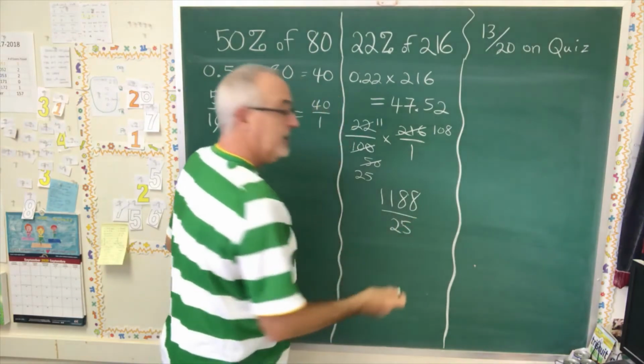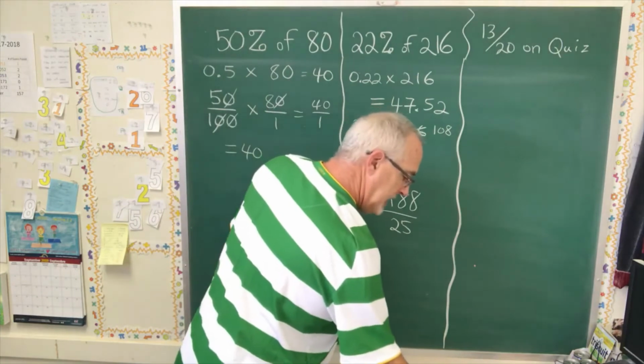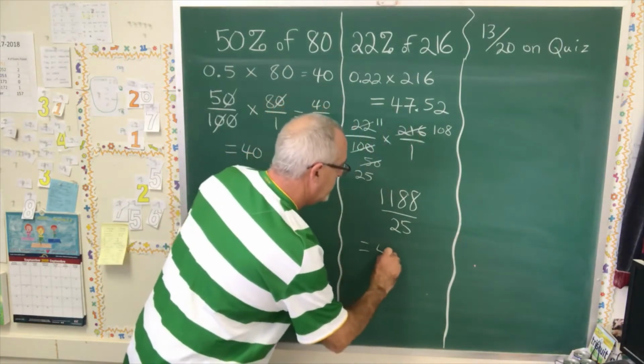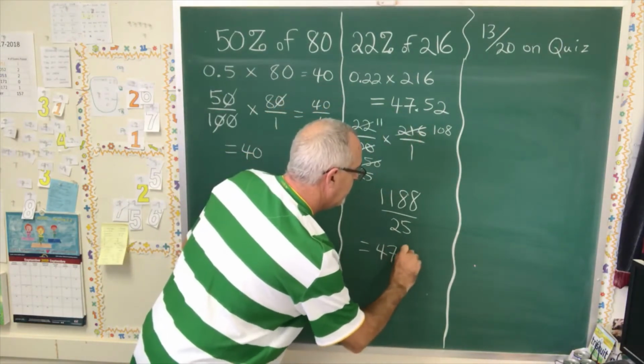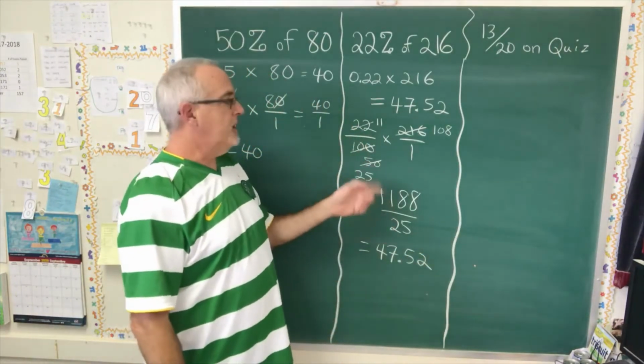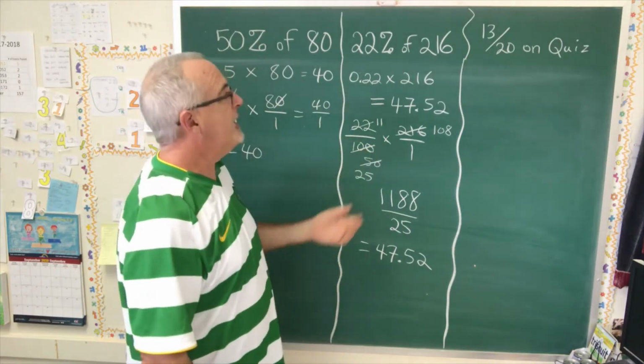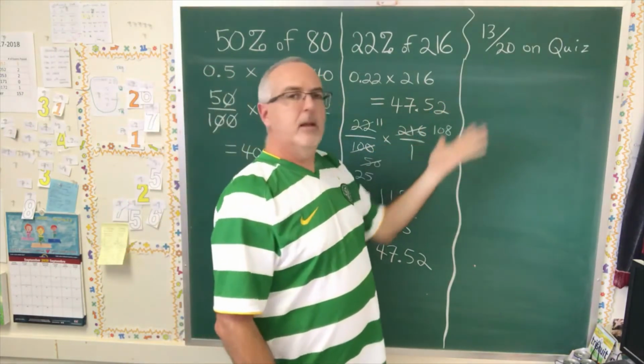I still need my calculator because I have to do a division. So 1188 divided by 25 is 47.52. There's a point at which you want to use your calculator even if you do know how to do it by pencil and paper. Our third example is a little different.